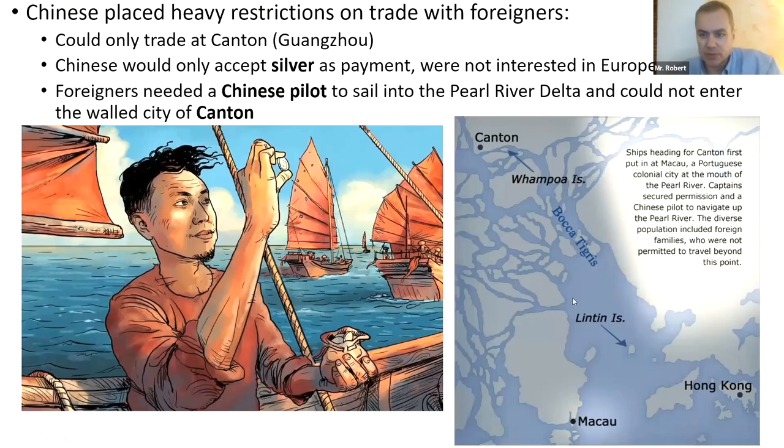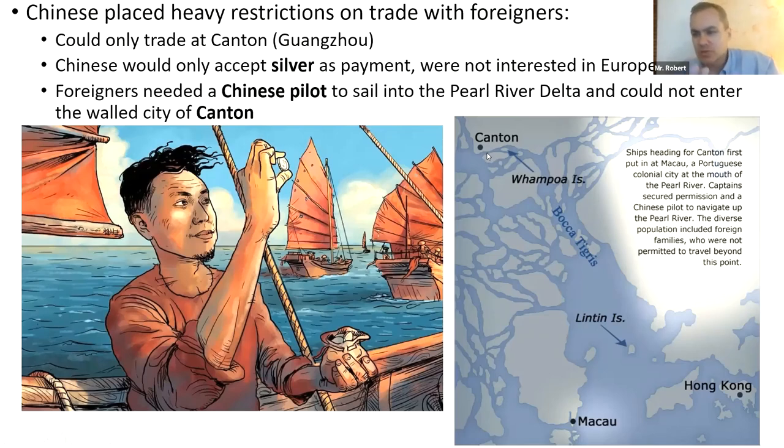And also just from a geographic standpoint, if you look at this map right here, if you were coming in, remember we said Portuguese Macau. To get to Canton up here, you have to go up along the Pearl River Delta here. You weren't allowed to steer your own ship. So if you're a European, if you're Spanish or French or Dutch or whatever, you have to stop here in Macau and you'd have to get a Chinese pilot, a Chinese driver, to take your ship for you up into the port of Canton.